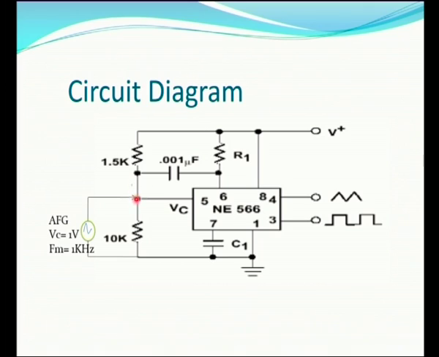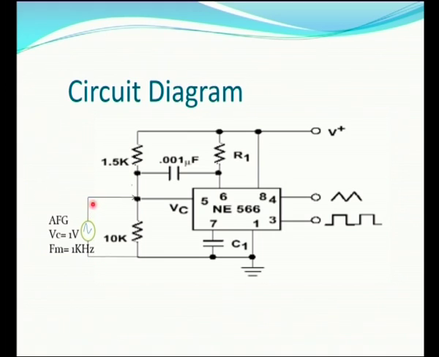R3 is connected between pin number 5 and the ground. In parallel to R3 we will be providing the modulating signal, that is audio frequency generator, with Vc equal to 1 volt and with Fm equal to 1 kilohertz. We can set the value of Vc depending upon the threshold conditions we saw in the theory, which should be less than 3/4 of Vcc.